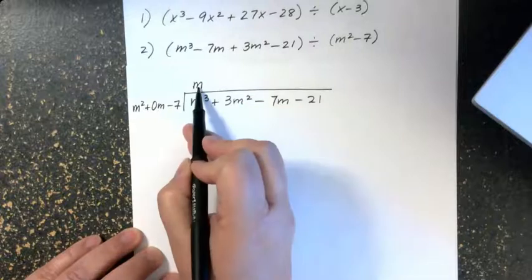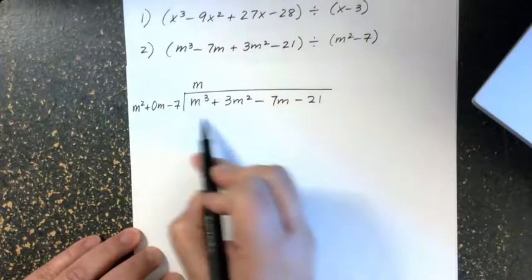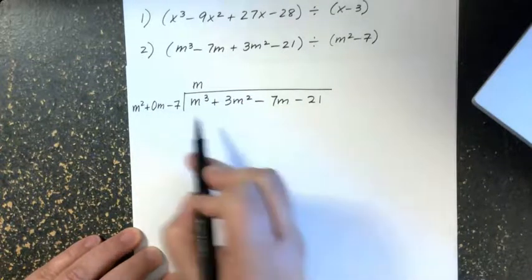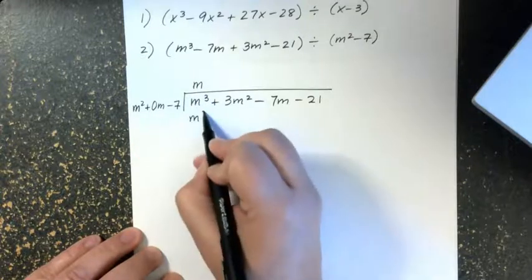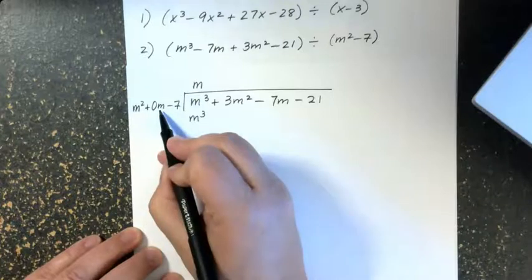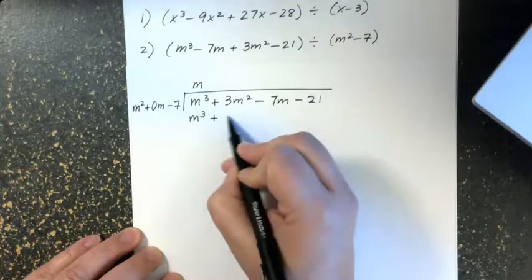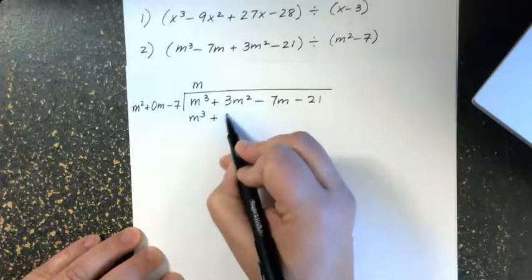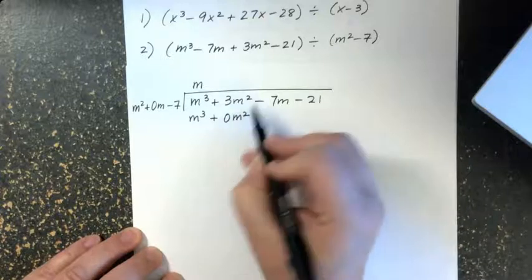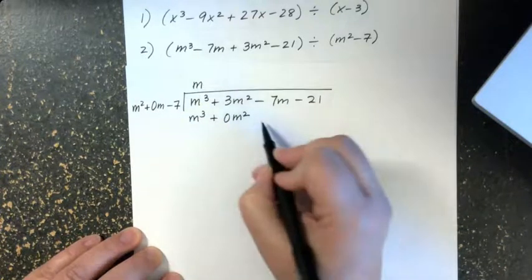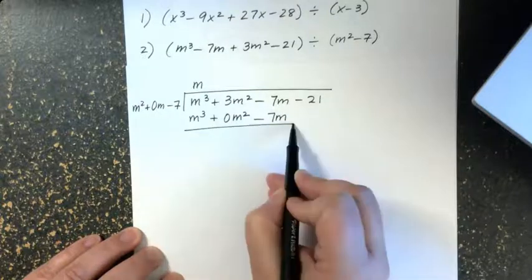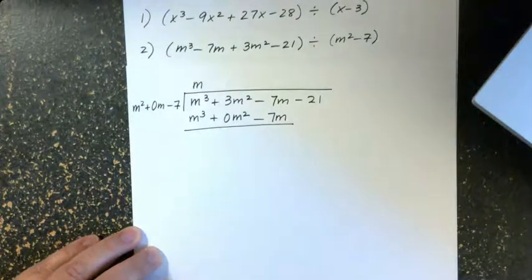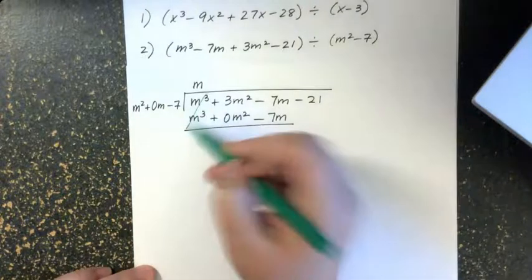Now I'm going to multiply this m by each of these three terms, and they'll all line up under here because we have three terms here. So m times m squared is m cubed. m times 0m, anything times 0 is still 0. So we have 0m squared. m times negative 7 is negative 7m. So I'm going to subtract here, and when I do, the m cubes will give me 0 m cubes.